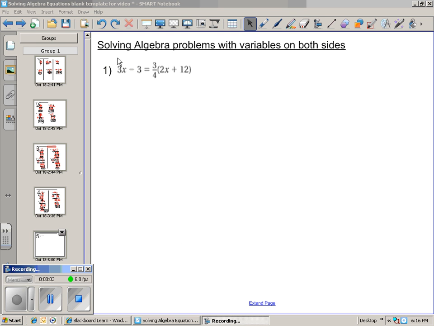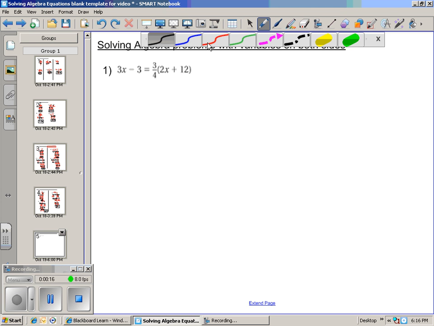Alright, this video is about solving algebra problems with variables on both sides, but if you take a first glance here, we have 3/4, fractions, everybody's favorite, right? Okay, we're going to follow the same process as we've done in the other videos. Our goal here is to get all the x's over to one side.